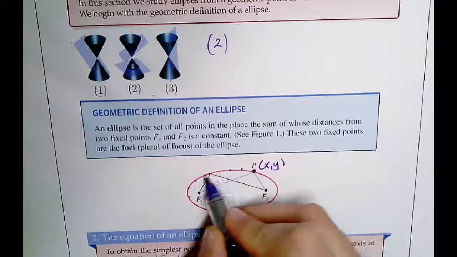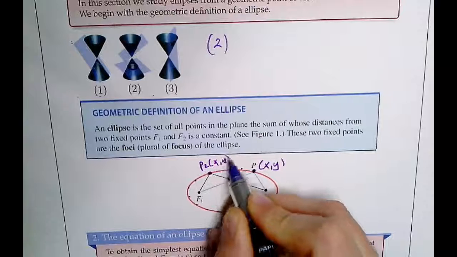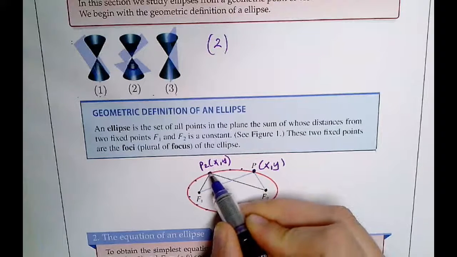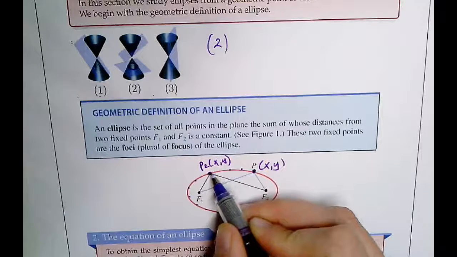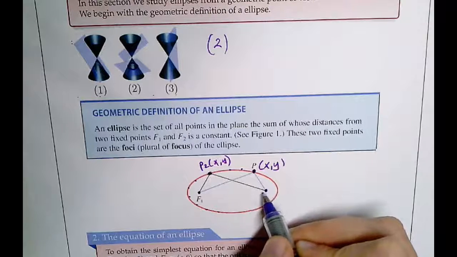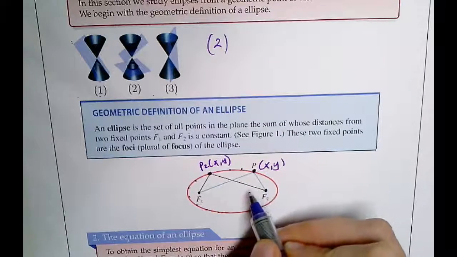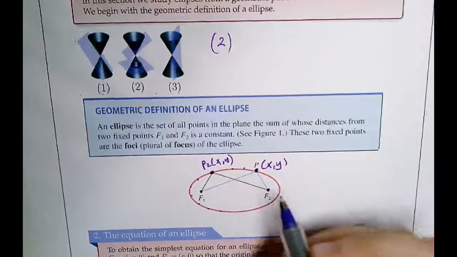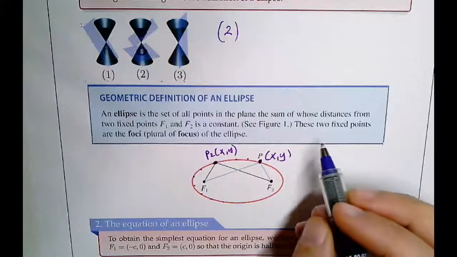So if I move on to another point right here, P2 for example, the sum between P2 and F1, the distance between P2 and F1 and P2 and F2 is the same as the sum between P and F1 and P and F2. So this sum is always going to be the same. So this is how we construct an ellipse.